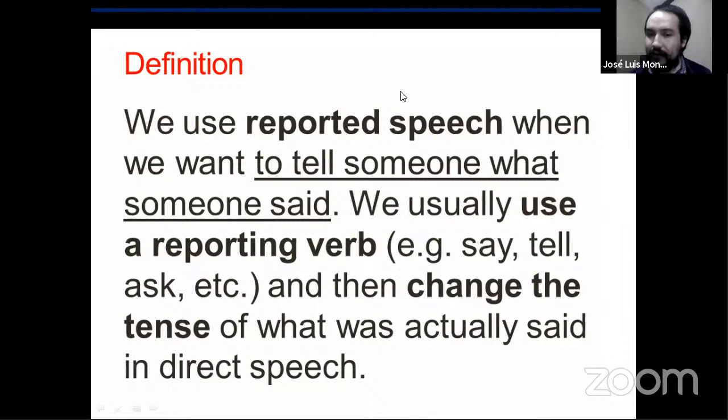Very easy, right? We have some steps to work on the reported speeches. And we're going to do this step by step. So the first step, Luciana, let me know, please. What questions do you have?